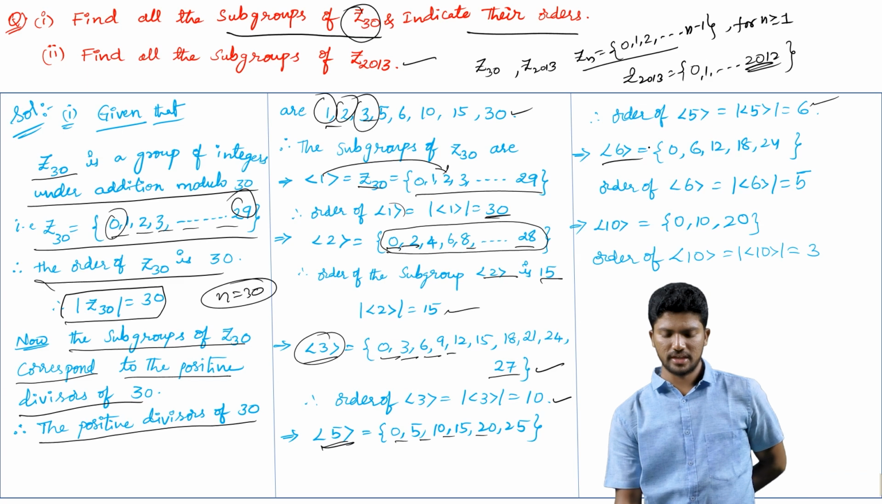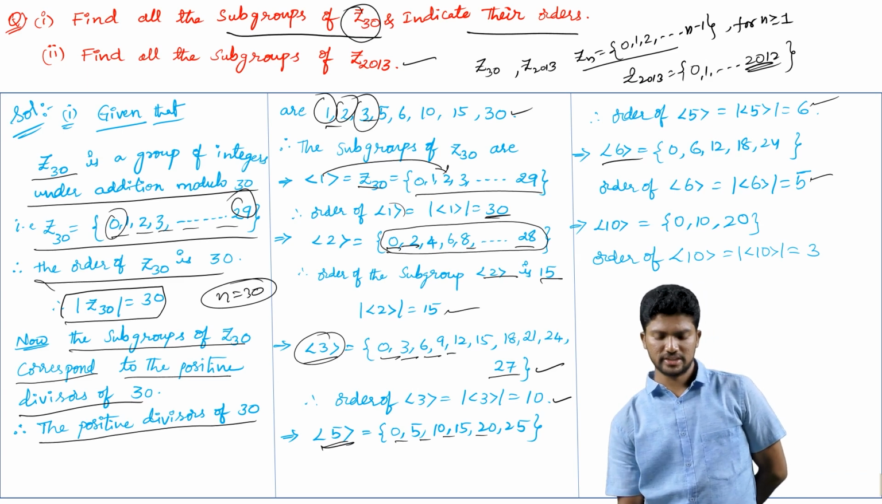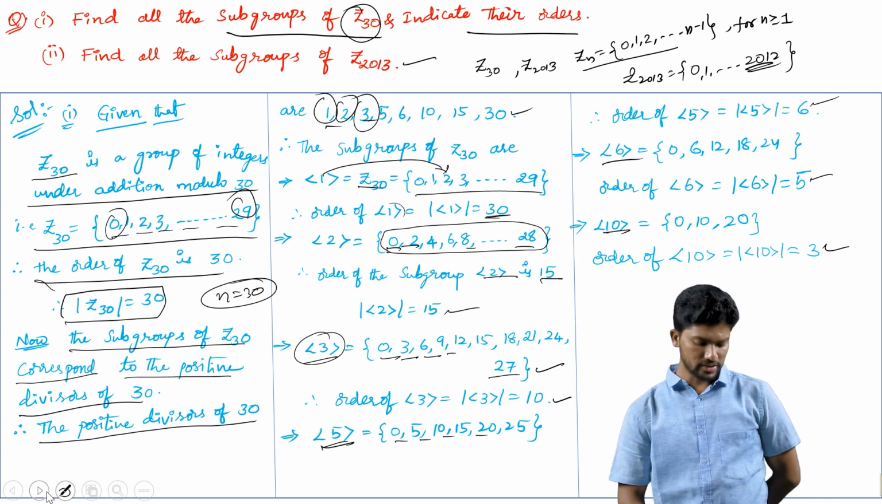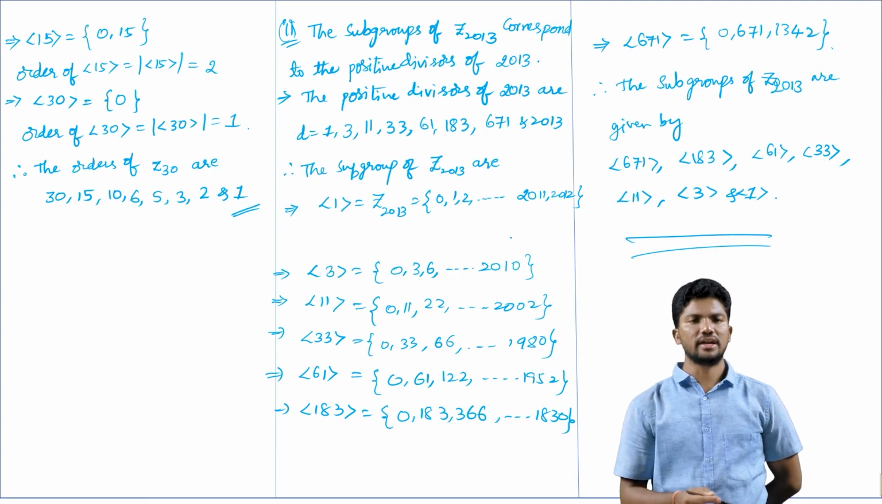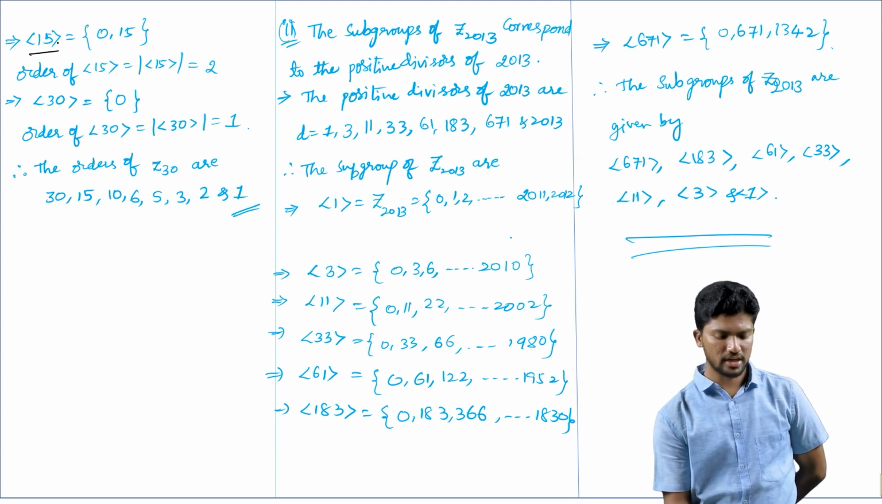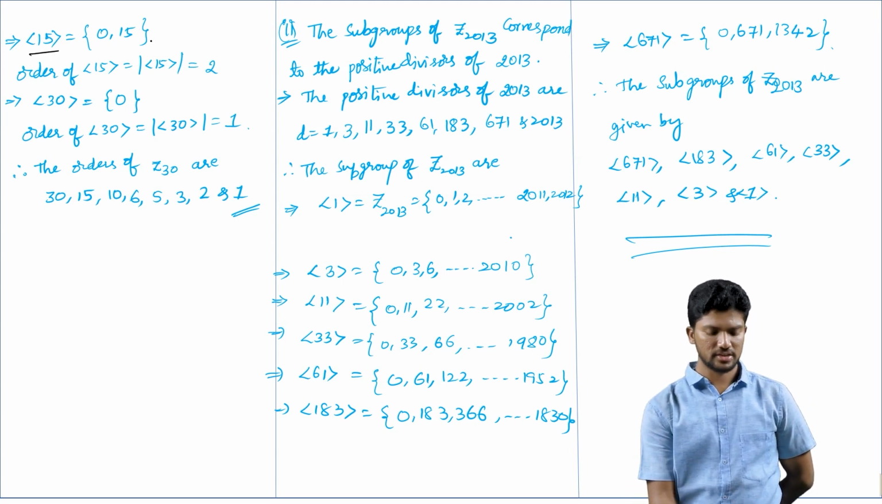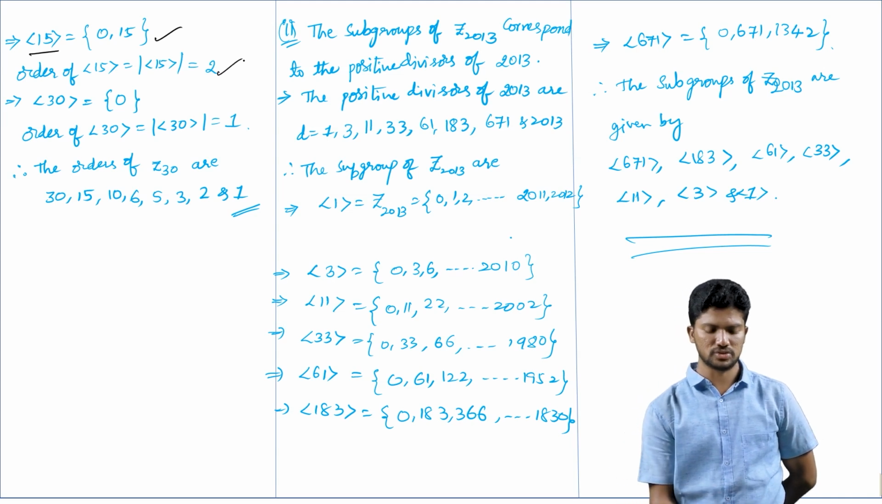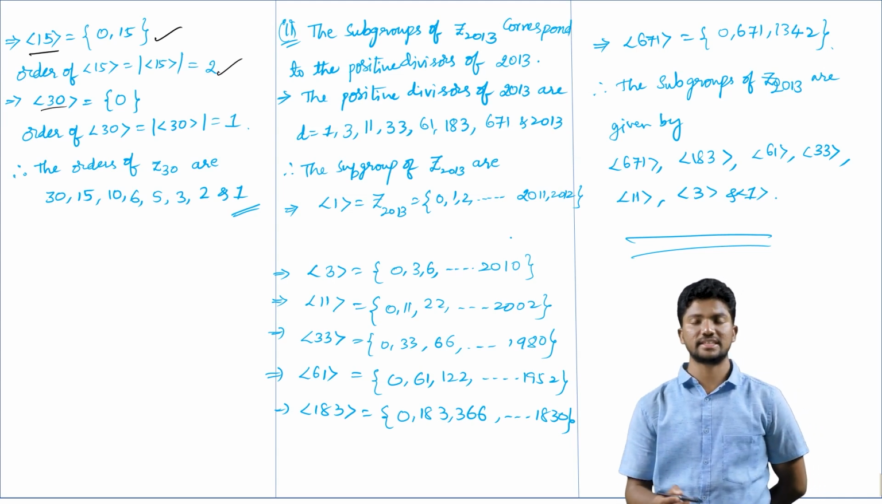Okay. Next positive divisor is 6. Here you have the order is 5. Next positive divisor is 10. Here you have the order is 3. Okay. So in this format, we have to find the subgroups for each and every positive divisor. So 15 is another positive divisor. So 0 and 15 are the only elements from Z suffix 30. Order is 2.